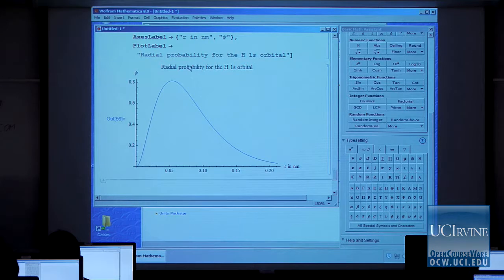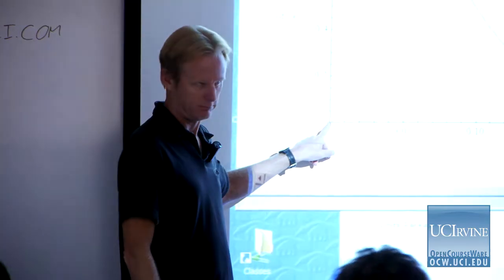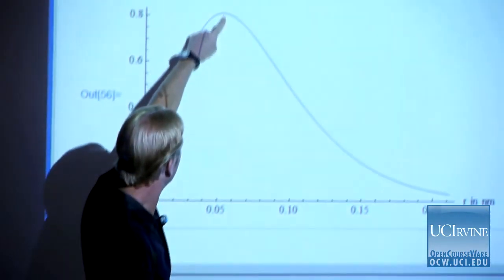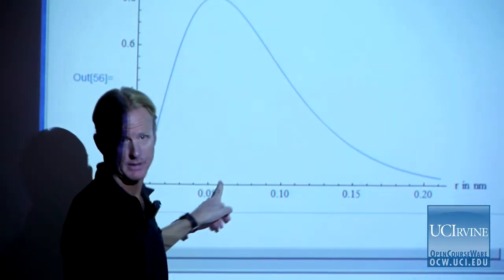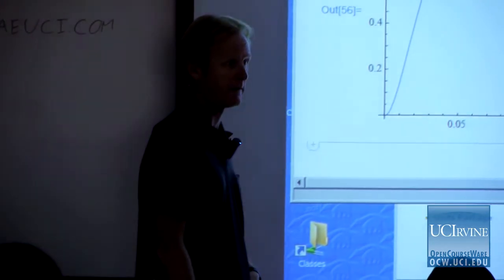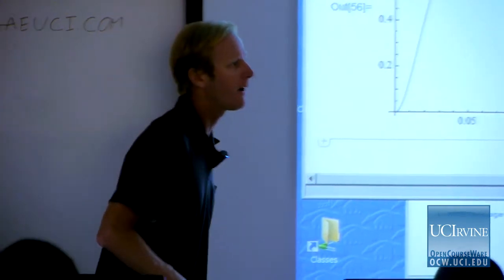Okay? What does this tell us? It tells us we do not find the electron at the nucleus. And the most probable place to find it is here. That happens to be the definition of the Bohr radius, 0.0529177 nanometers. Okay? All right. So anyway, the main point of this little exercise was to show you how to use this palette to make your formulas look really nice.